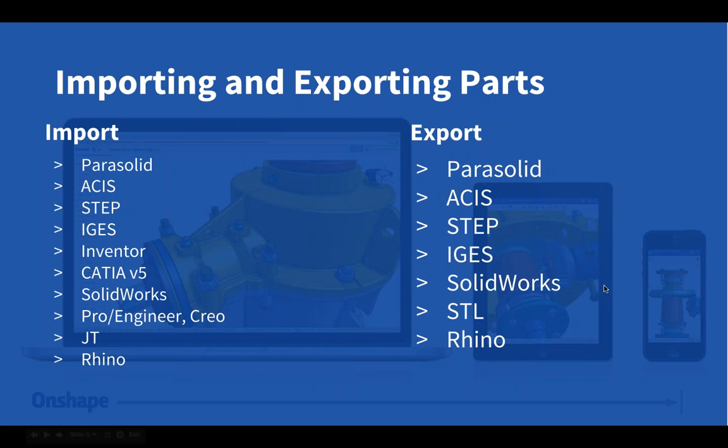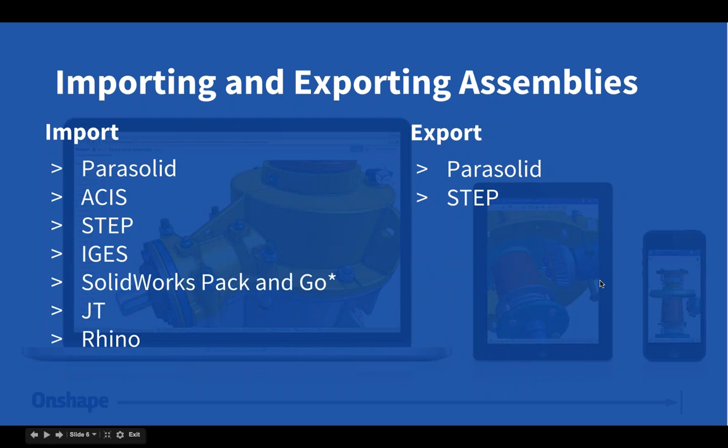Then we get into assemblies. Now, assemblies, of course, is a bit shorter list. We have Parasolid, ACIS, Step and IGES, SolidWorks Pack and Go, which is very important to what we're talking about here today, JT, and also Rhino. And then, of course, export is Parasolid and Step. So we can export assemblies as Parasolid and Step.